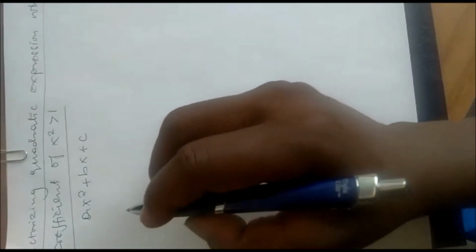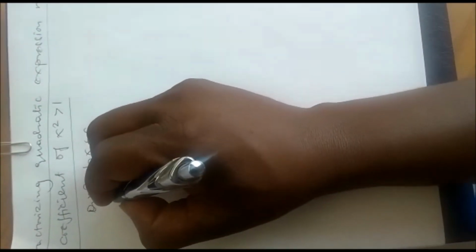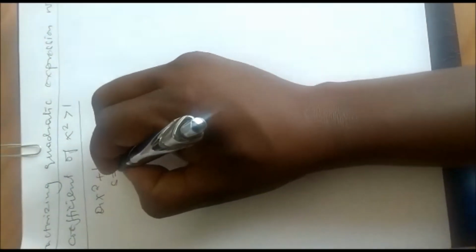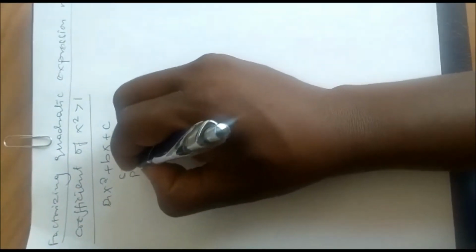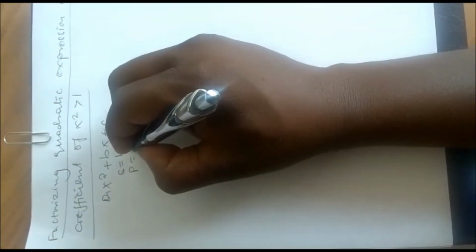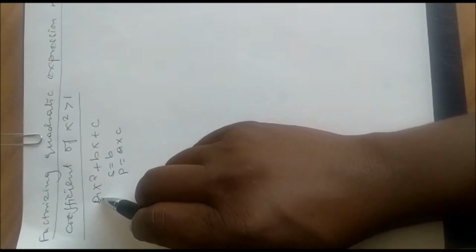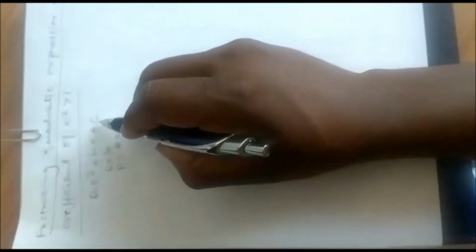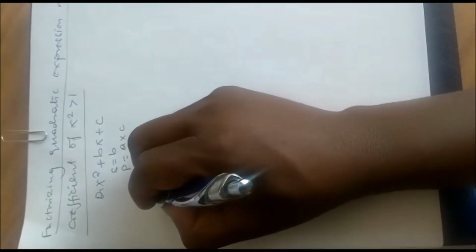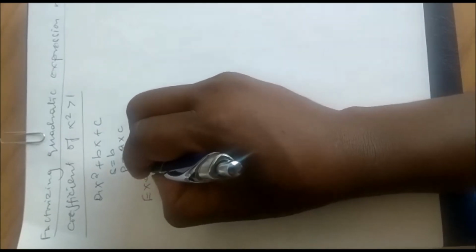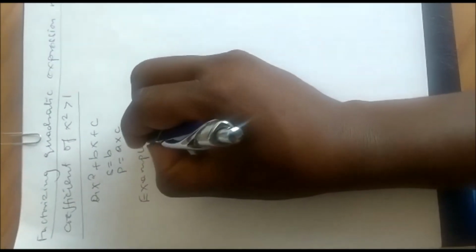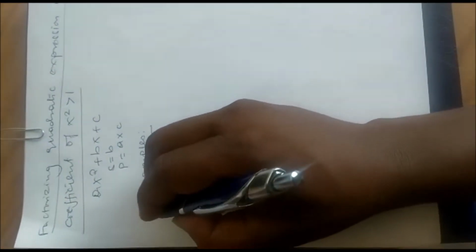Remember we said quadratic expressions are in the form ax squared plus bx plus c. So in the event that a is greater than 1, what we do is that the sum will still be the coefficient of x, but the product will be given by the product of a times c, meaning the coefficient of x squared times the constant. Let us look at a few examples and see how to go about this.